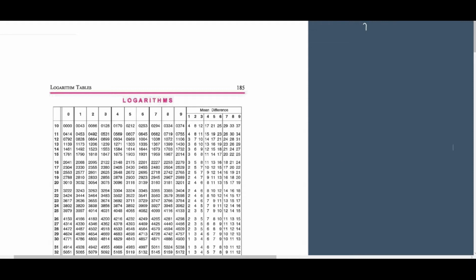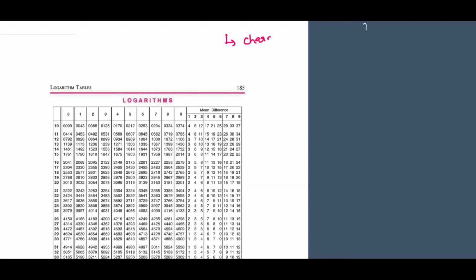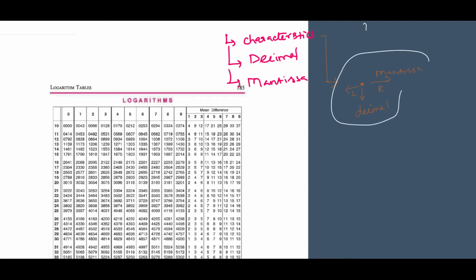In this content, first you have to know the basic terms: first is the characteristic, another is the decimal, and another is the mantissa. Very simple: when you come to the logarithm, this is my decimal point. If you take any number, the left side of the decimal point is my characteristic, and the right side of that decimal point is the mantissa. This is the basic thing for representing log numbers.